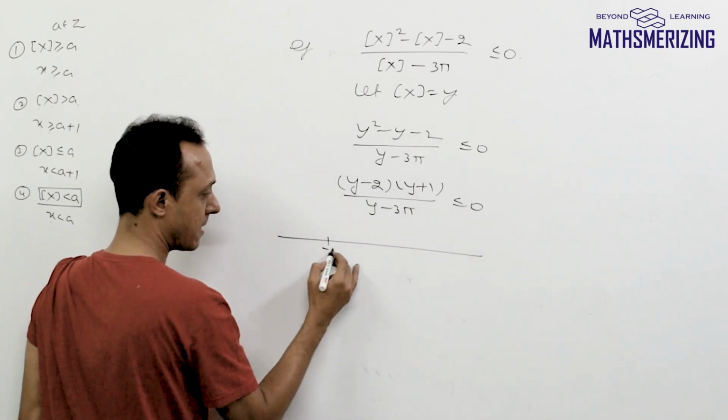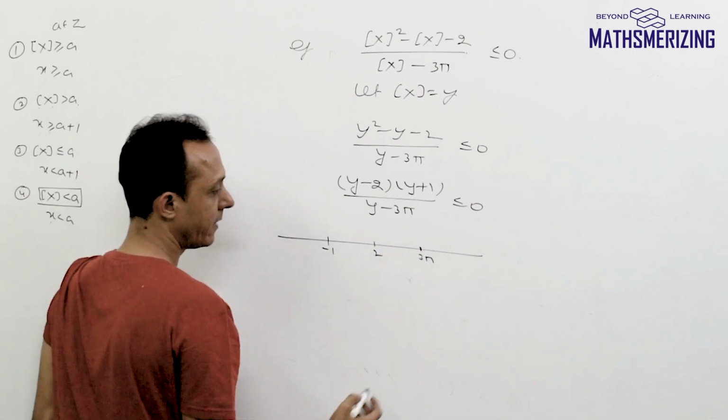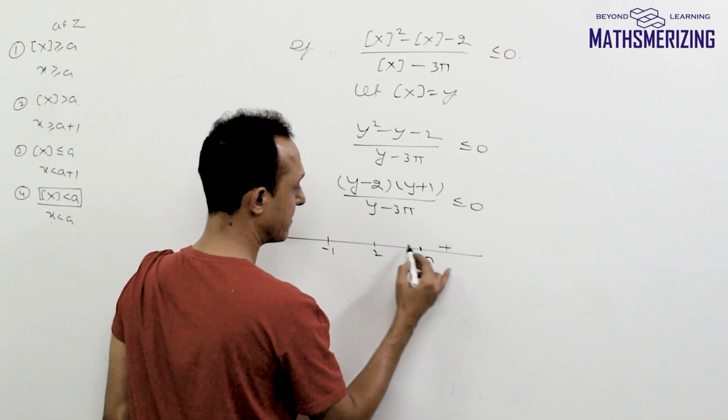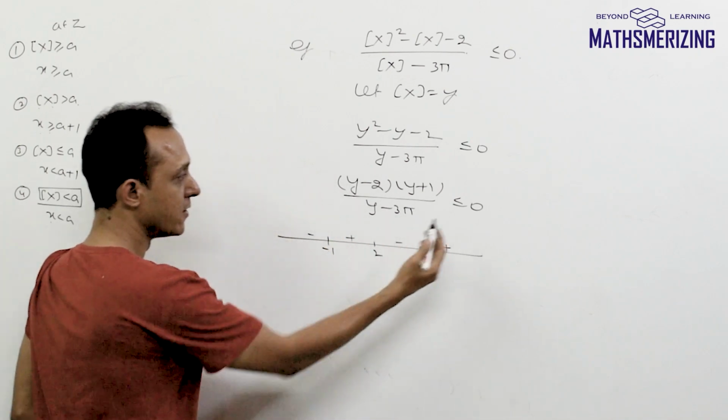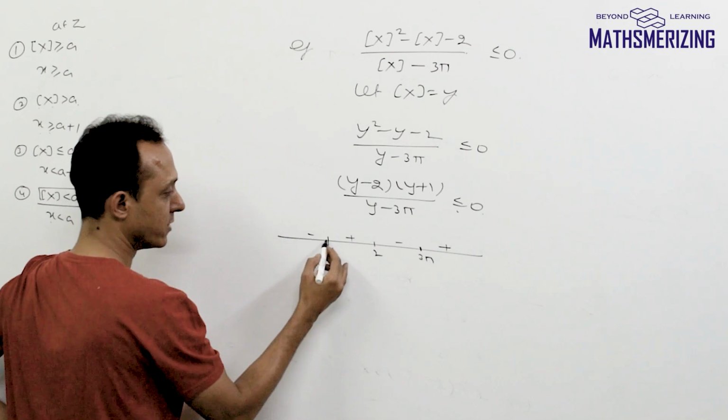So this is minus 1 and then 2 and then 3 pi, and the rightmost is plus, minus, plus and minus. So I can write it as, so I need what? Less than 0. Less than 0 is negative.